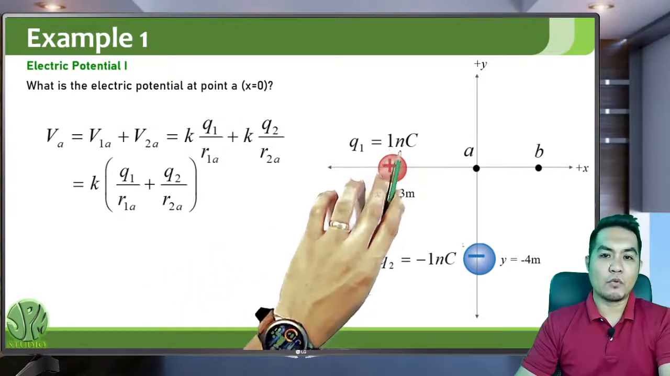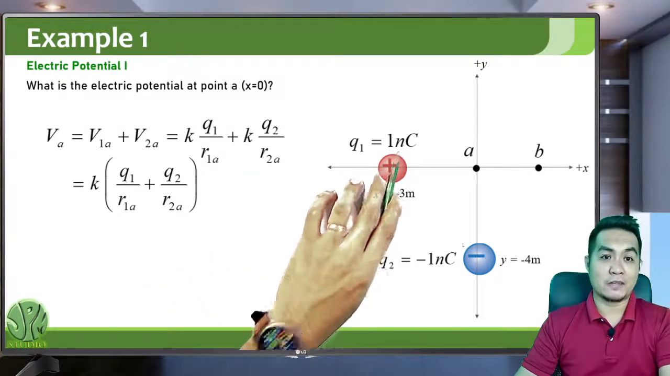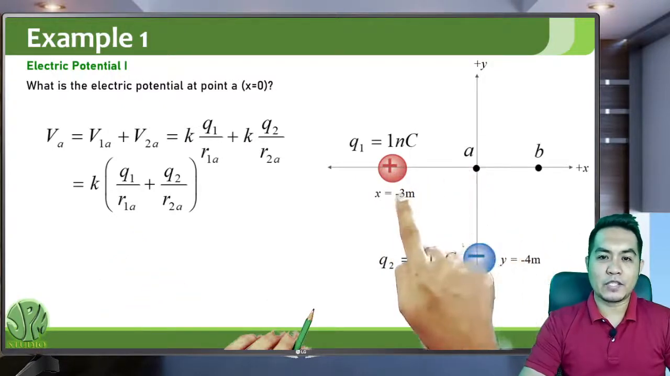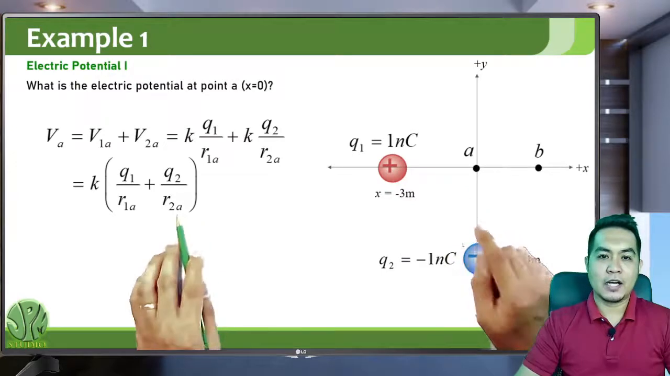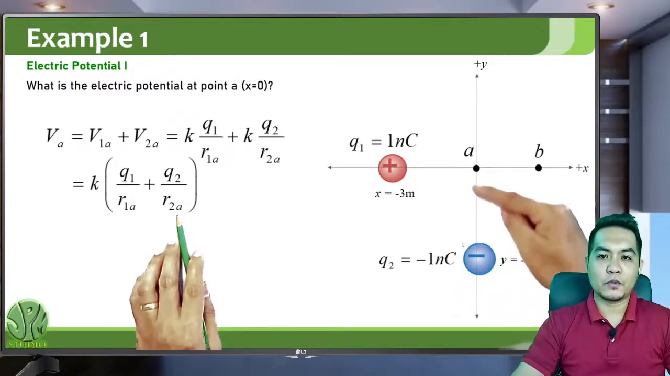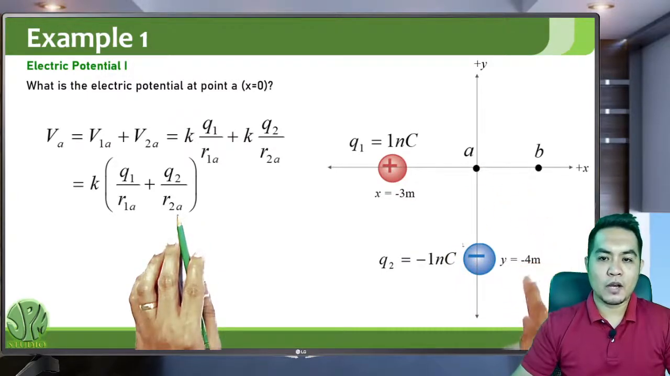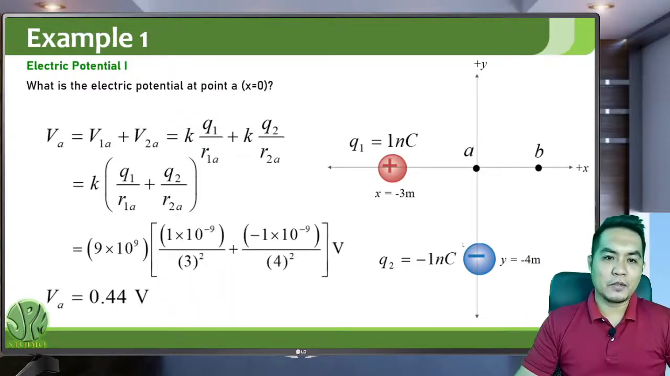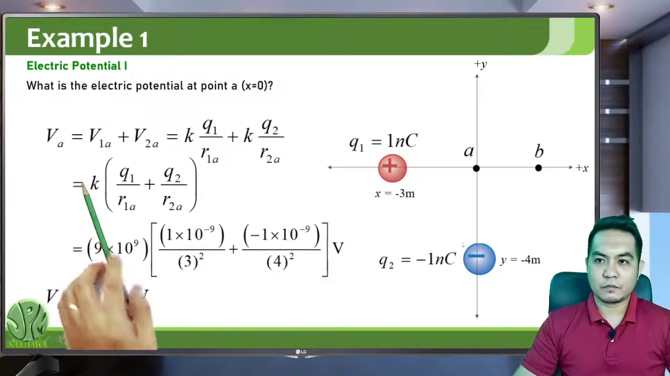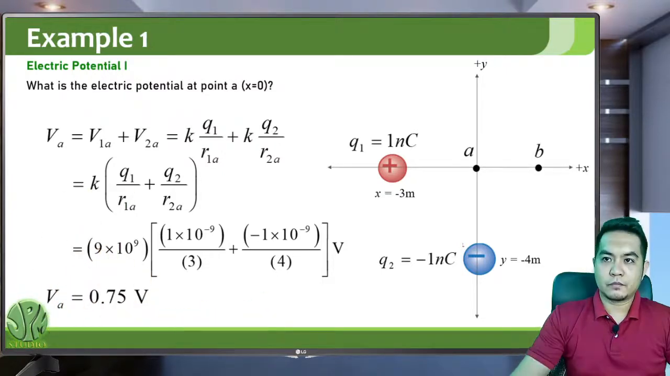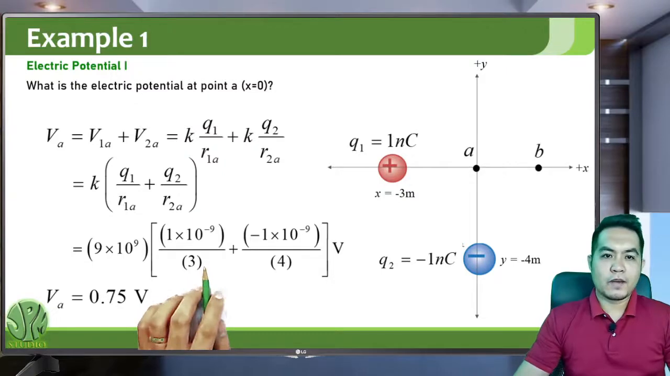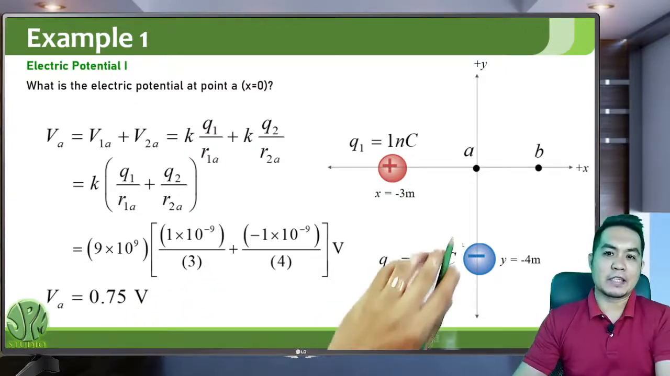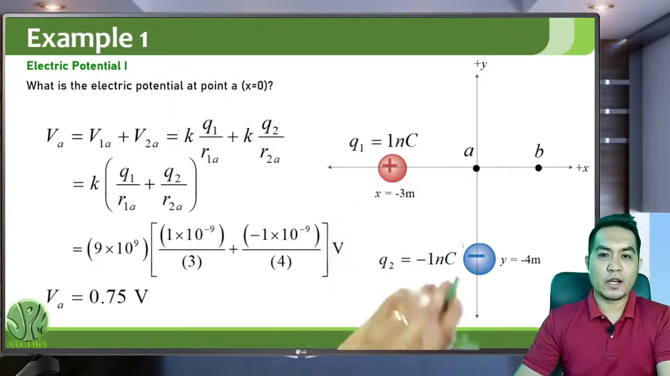So you substitute all of the values. Q1 is 1 nanocoulomb, so 10 to the -9. R1A, the distance from Q1 to point A, is obviously 3 meters. R2A, the distance from Q2 to A, is obviously 4 meters. Substituting all of the values, you will get a value of 0.75 volts. So this is the potential at point A due to Q1 and Q2.